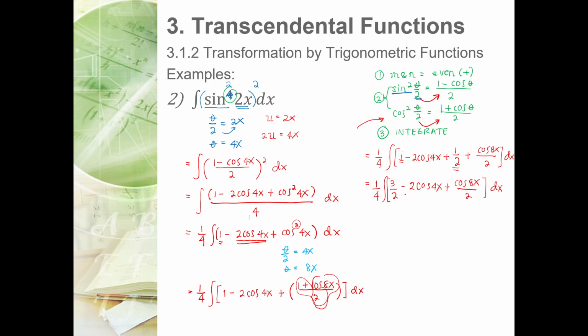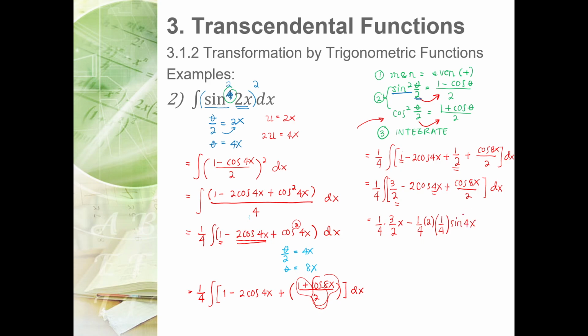Okay, so this is the time that we integrate. So integrating the first term, so that will be 1/4 times 3/2 of x, because the integral of 3/2 is 3/2 x. So minus 1/4 times 2, then the integral of cosine 4x, so take note that you have a 4 as the coefficient, so times 1/4 pa jud, and then sine 4x.